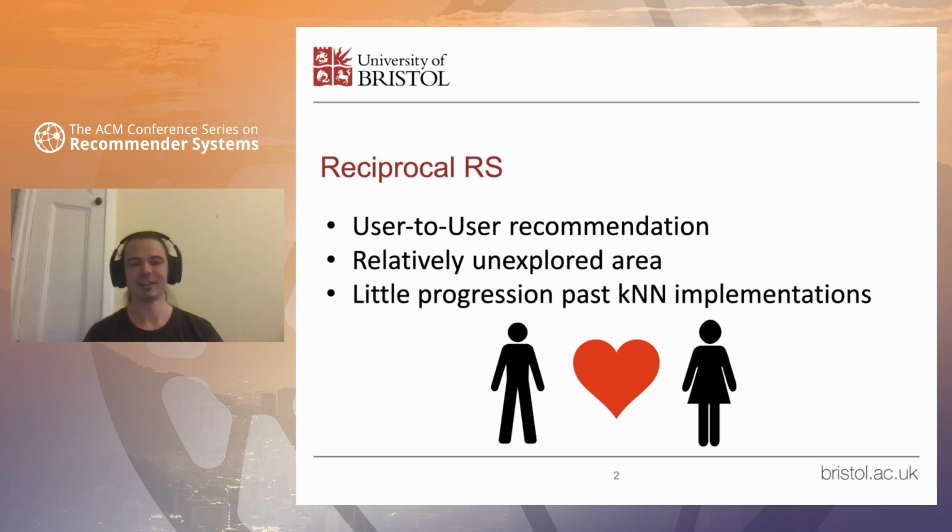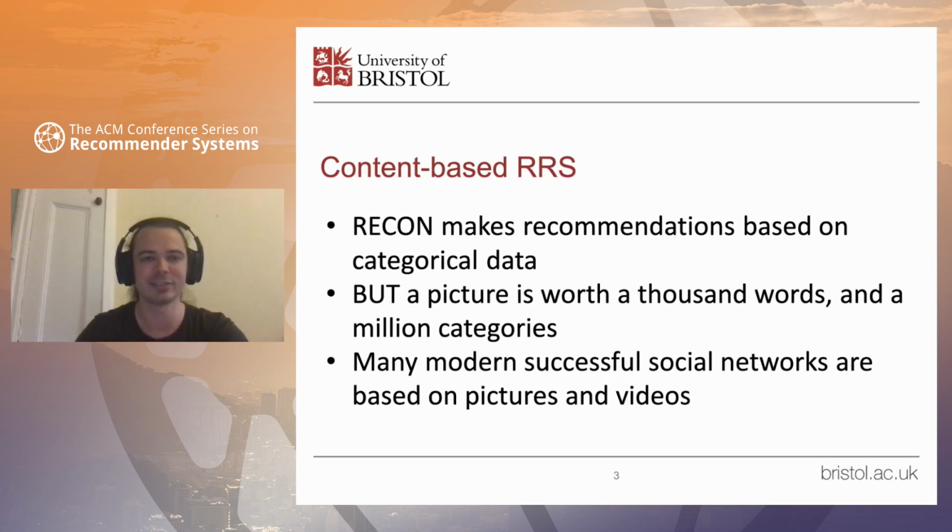Compared to user item recommendation, it's a relatively unexplored area in the literature, partly because of the difficulty with getting hold of data sets and privacy issues and that kind of thing. There hasn't been very much progression past KNN implementations. Last year in this stream, I presented on collaborative filtering for reciprocal recommendation. And this year I'm focusing on content-based reciprocal recommendation.